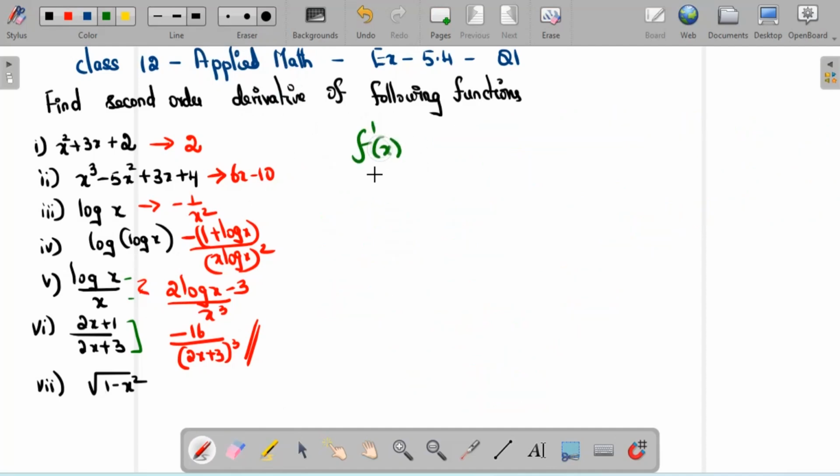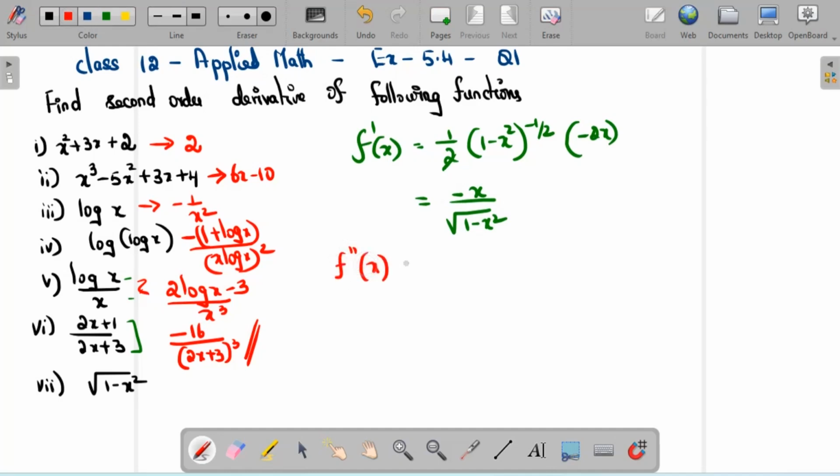So f dash of x, I'm going to directly apply the chain rule. So this is nothing but half into 1 minus x squared to the power minus half into minus 2x, because I need to differentiate the function inside the root. So this 2 and 2 will vanish. So this is going to be minus x divided by root of 1 minus x squared. So this is f dash of x. So let's compute the f double dash of x here.